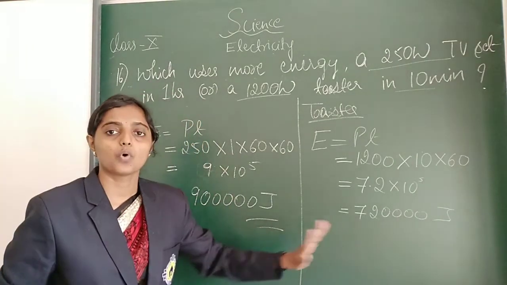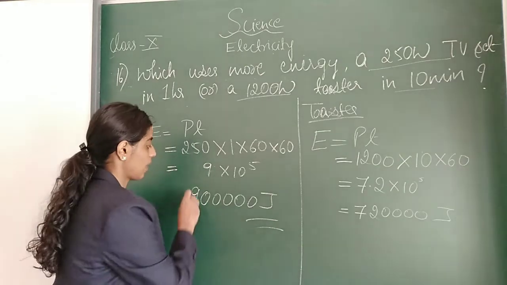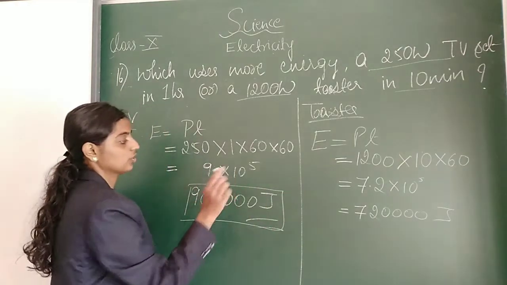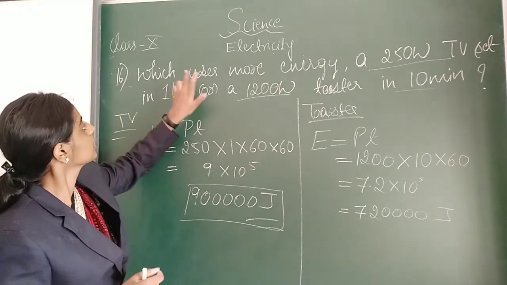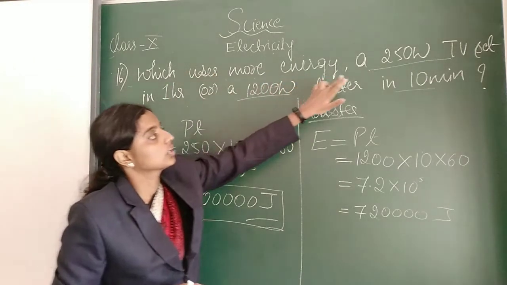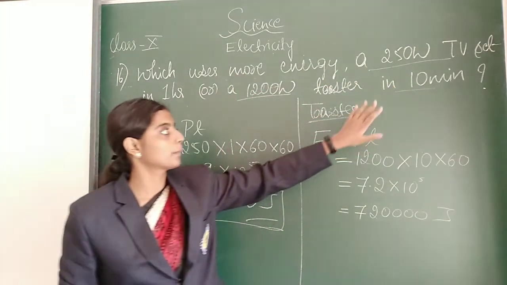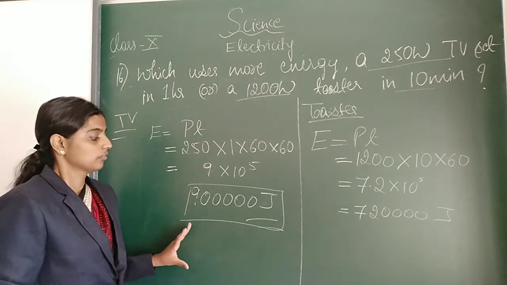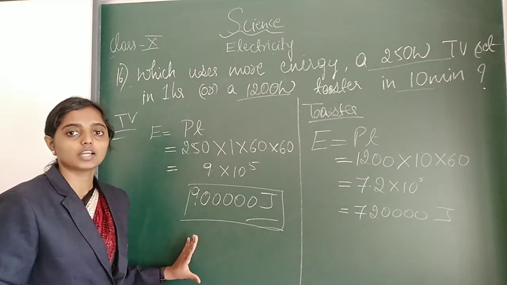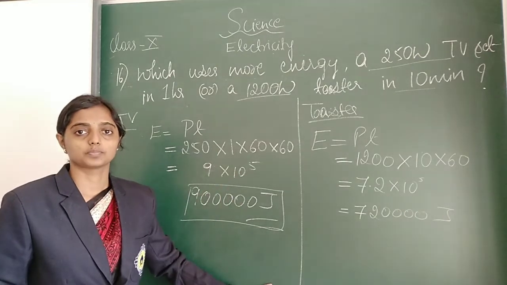Now compare both the answers and see which one is more. So this value is more, that is 9 into 10 to the power 5 joules, and this belongs to TV. Hence TV uses more energy when compared to toaster. We should write the concluding statement, okay? From these values we can observe that TV uses more energy than toaster.